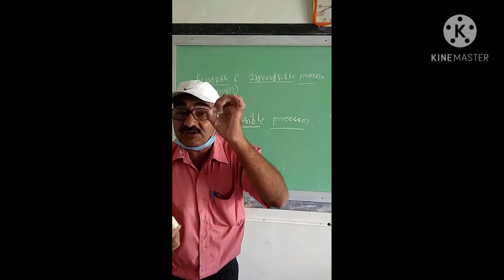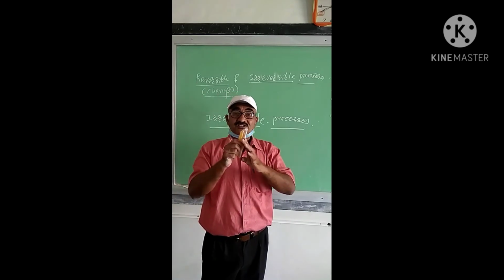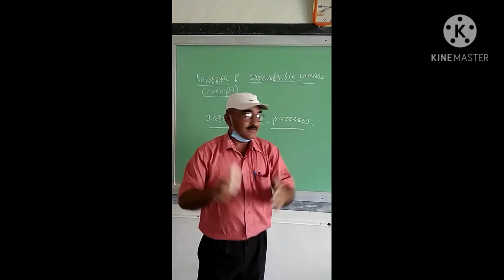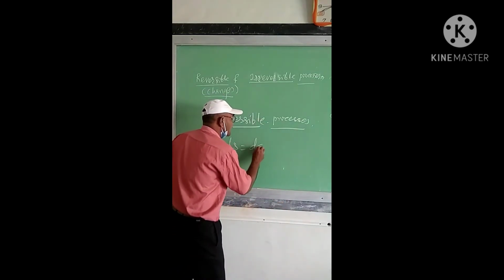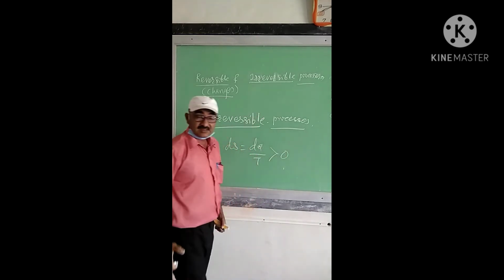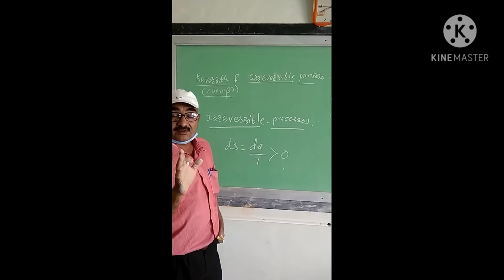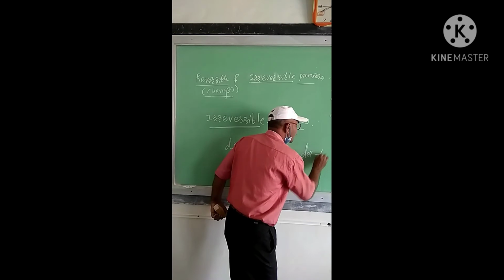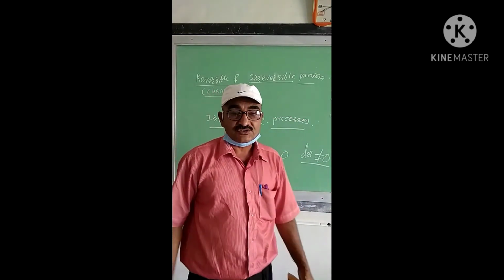During an irreversible process, the entropy of the system increases, and the change in entropy, dS equal to dQ divided by T, is greater than 0, because dQ is not equal to 0.